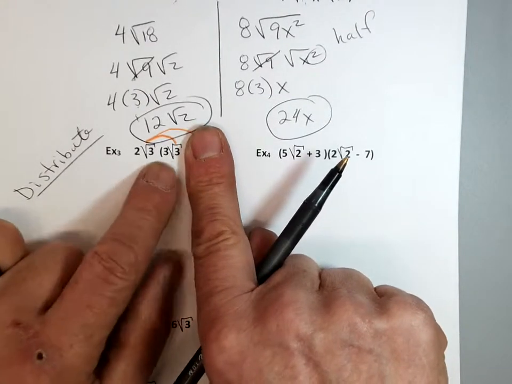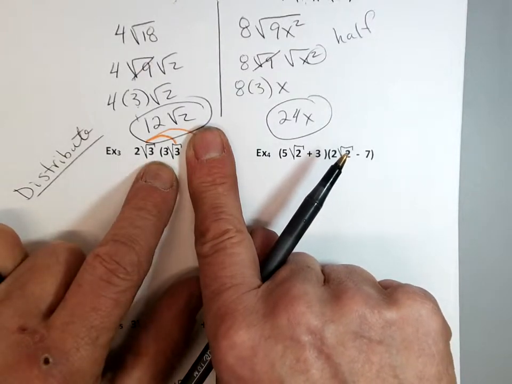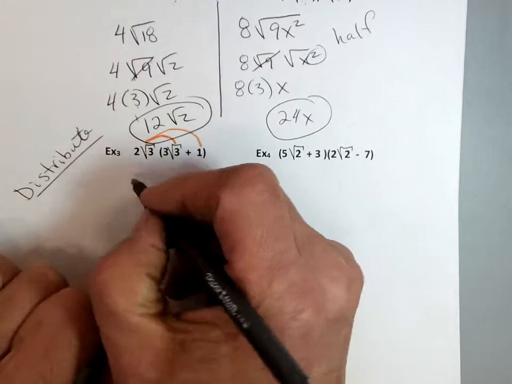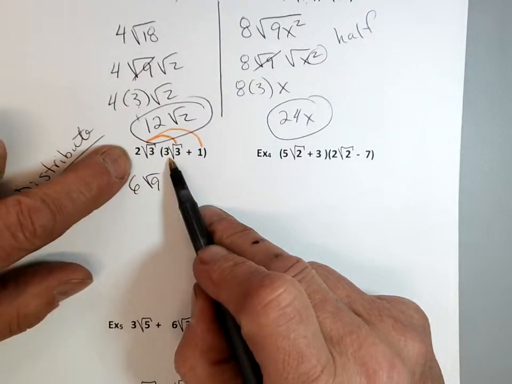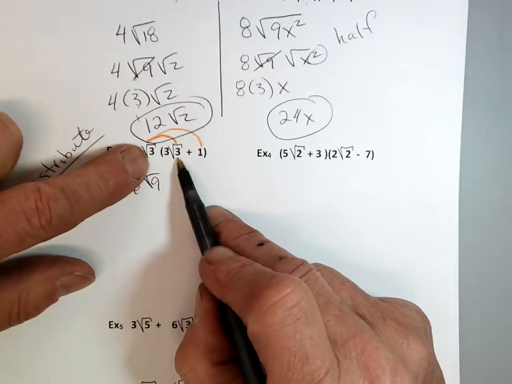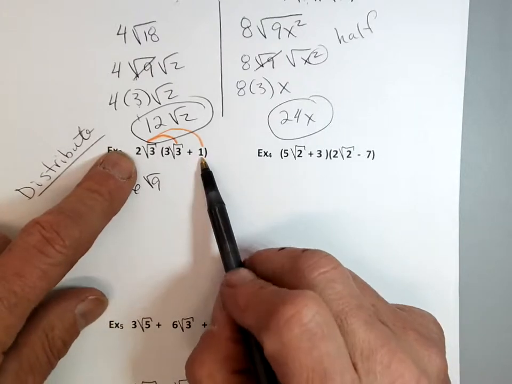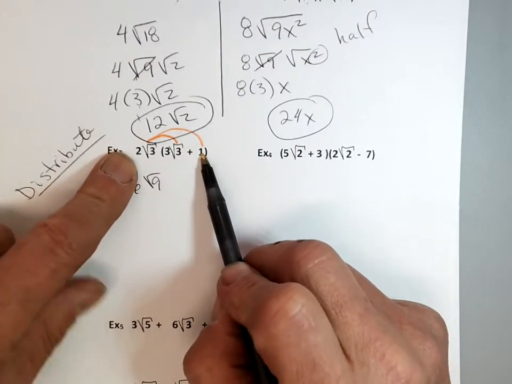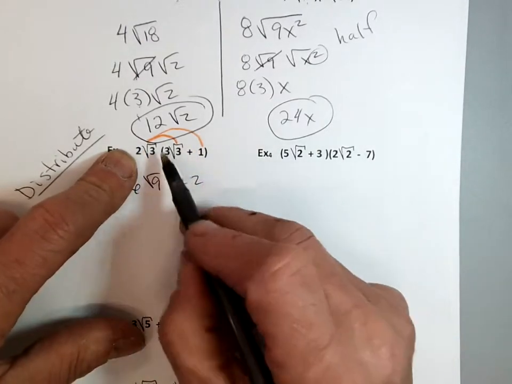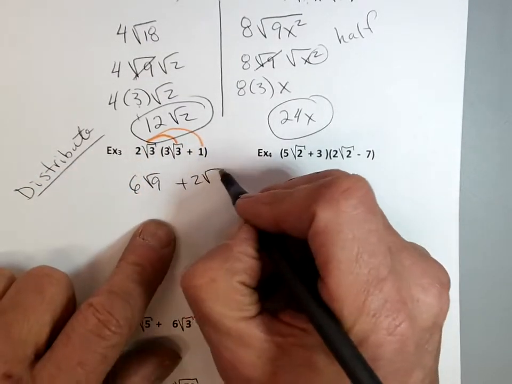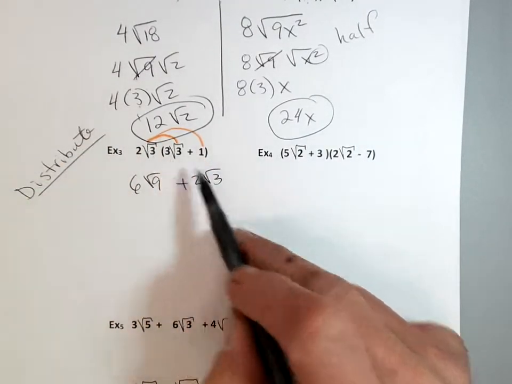Just ignore the 1. 2 square root of 3 times 3 square root of 3 is 6 square roots of 9. You guys see it? See the 6 square roots of 9? I went 2 times 3, which is 6, and square root of 3 times square root of 3 is square root of 9. Then, I'm going to go 2 square root of 3 times 1. Now, I'm going to multiply regular numbers with regular numbers. So 2 times 1 is 2, but I'm also multiplying by a square root of 3, so I bring it along. It has to be part of the answer.